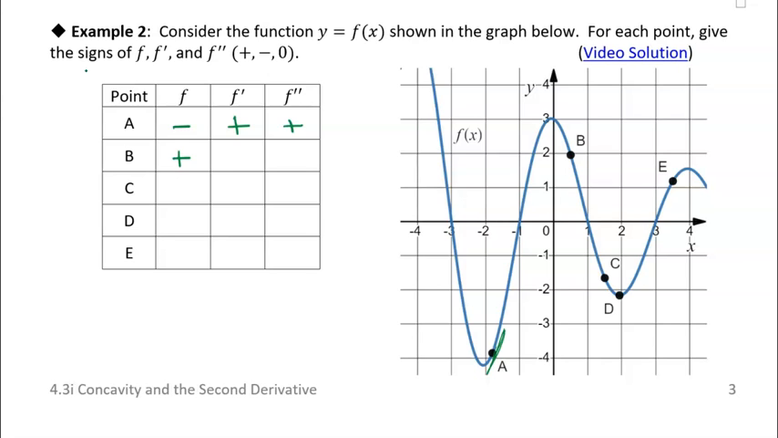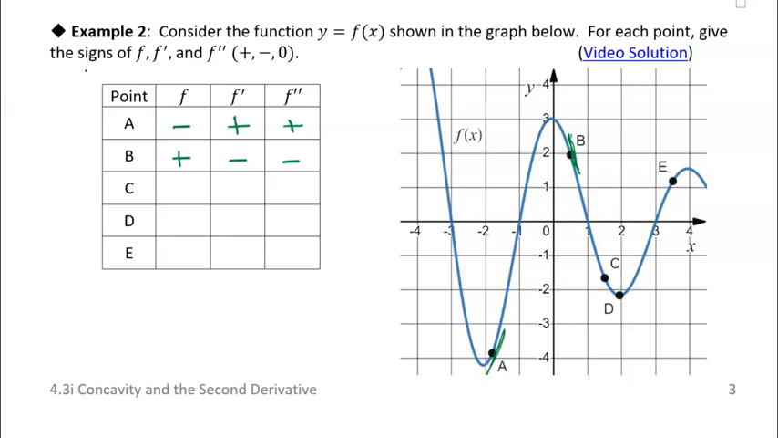Now if I were to draw a tangent line at that point, it has a negative slope, right? So the derivative is negative. And the curvature at that point, you can see it's on the portion of a curve where it's concave down, which means that the second derivative would be negative, right? Because it's concave down on that portion of the curve. All right, so let's keep moving on to C.